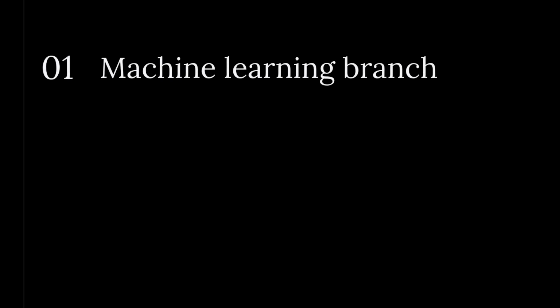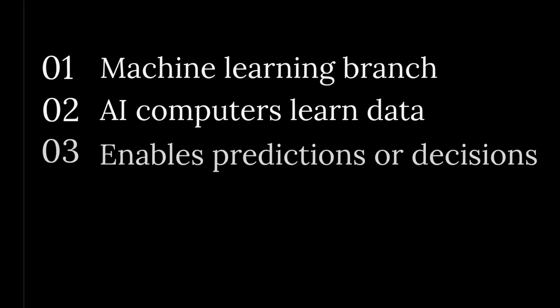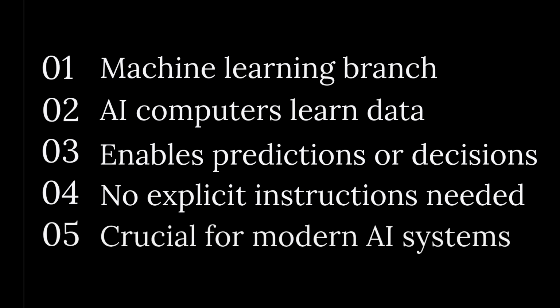Machine learning is a branch of artificial intelligence. It allows computers to learn patterns from data. This process enables them to make predictions or decisions. Unlike traditional programming, it doesn't require explicit instructions for every task. Understanding machine learning is crucial for modern AI systems.